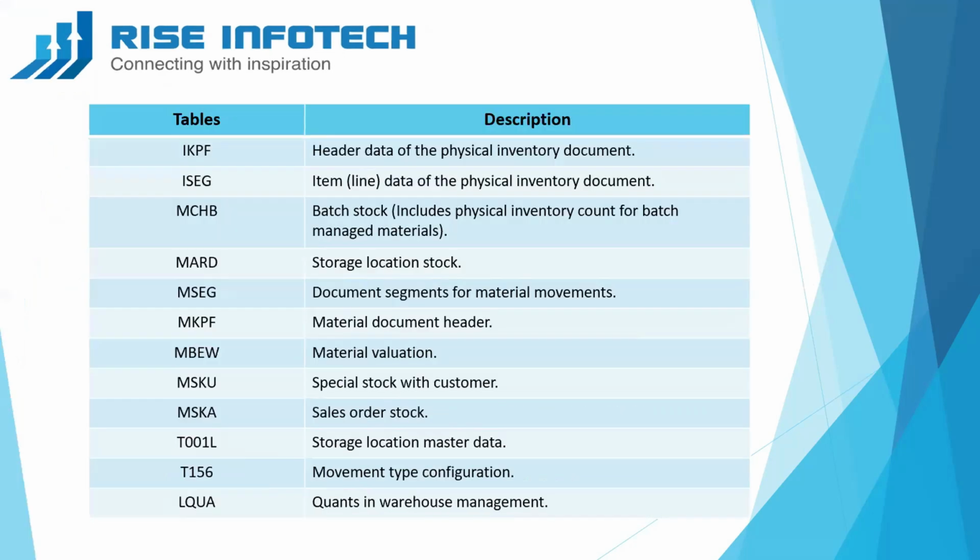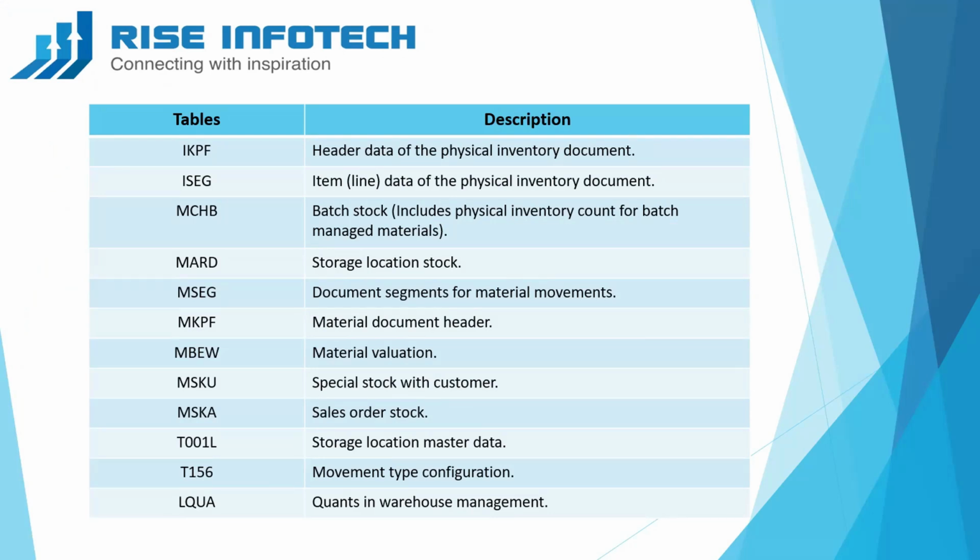Next are the SAP tables. IKPF is the header data for the physical inventory document. ISEG is the line item data for the physical inventory document. MCHB is the batch stock, which includes the physical inventory count for batch managed materials. MARD is the storage location stock. MSEG is the document segment for material movement. MKPF is the material document header.